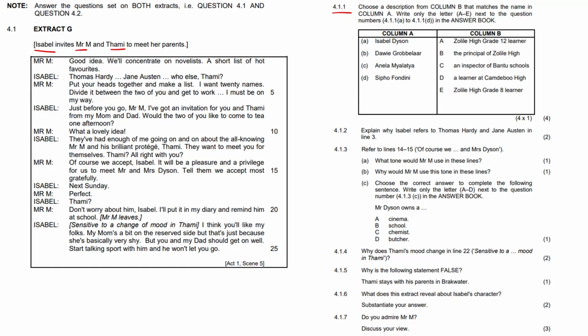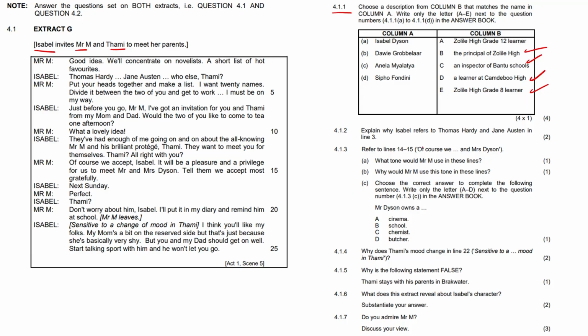Who is Isabel Dyson? She is a learner at Camdeboo High, a slightly more resourced school. Who is Dawie Grobelaar? He is the inspector of the Bantu schools. And who is Anela Mialatia? Oh, I really hope I pronounced that correctly. She's the principal of Zolile High. And Sipho Fondini, grade 8 or grade 12 learner? This one's a little bit tricky. You had to really know the book here. Sipho is a grade 8 learner.